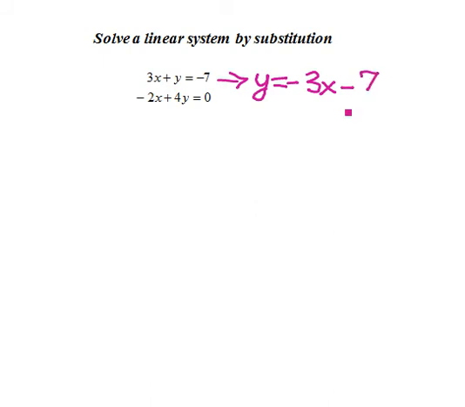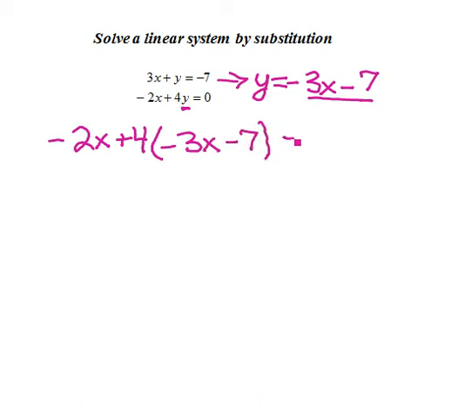Now, since I solved for y in the first equation, I'm going to substitute that in for y in the second equation, which gives me my new equation, negative 2x plus 4 times the quantity. I have to remember that when I make my substitution, I put this in parentheses, negative 3x minus 7 equals 0. Now I'm going to start by distributing this 4 to both terms, which leaves me with negative 2x minus 12x minus 28 equals 0.